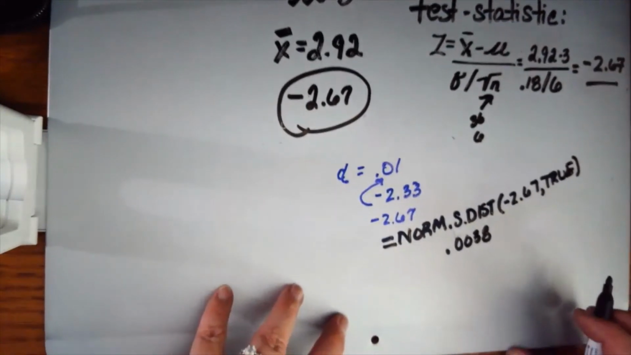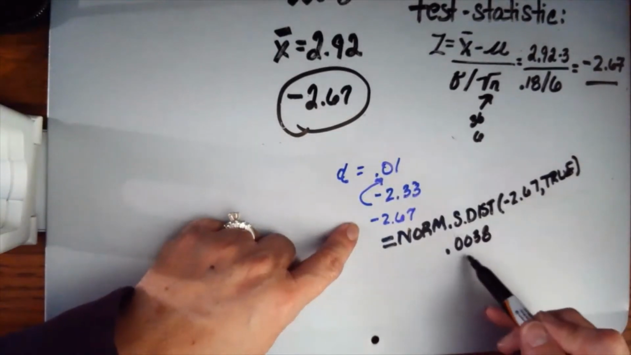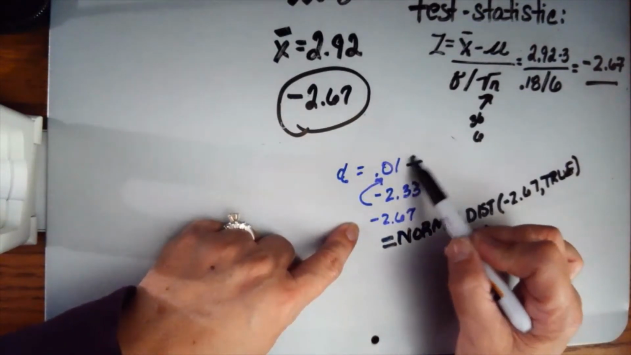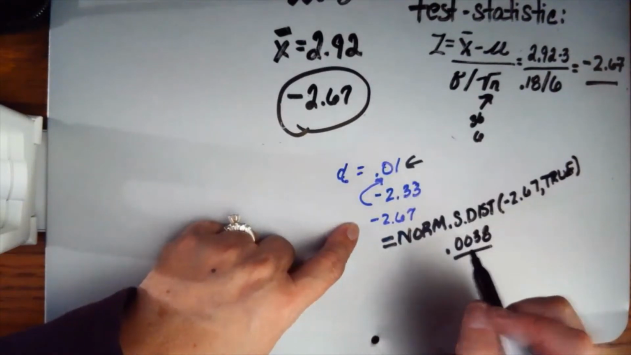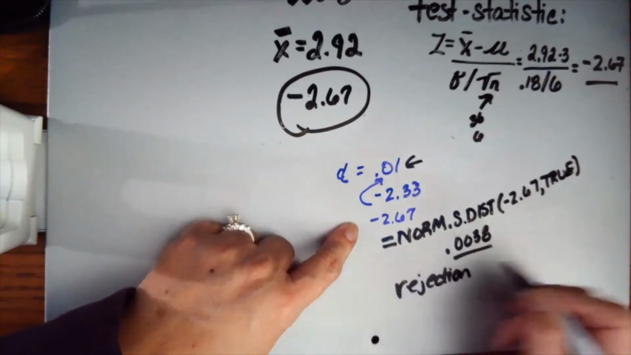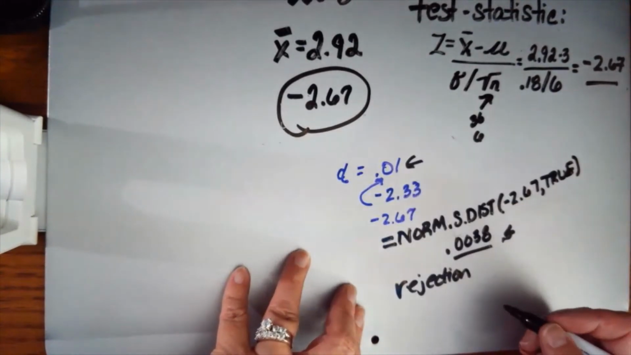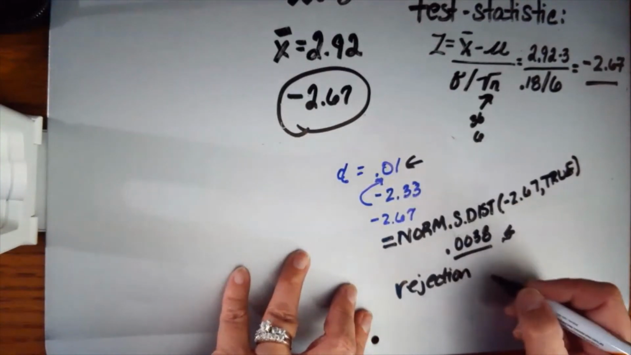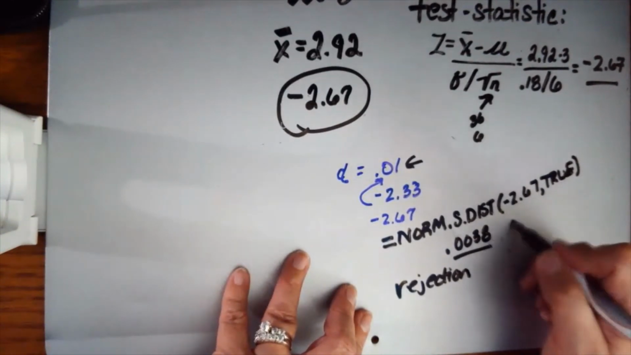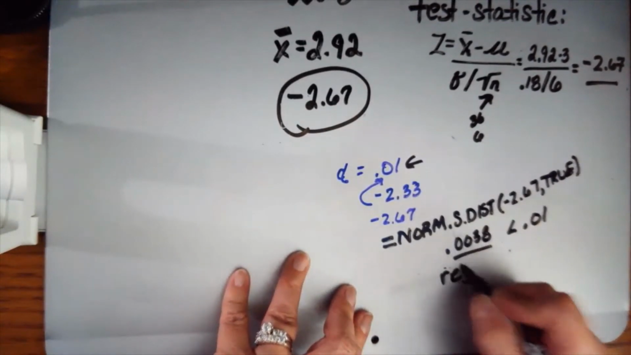The next thing that we have to do is to determine, is 0.0038 less than our critical value of 0.01? If our probability that's returned from Excel is less than 0.01, we are going to reject the null hypothesis. And in this case, 0.0038 is indeed less than 0.01. So we are going to reject the null hypothesis.